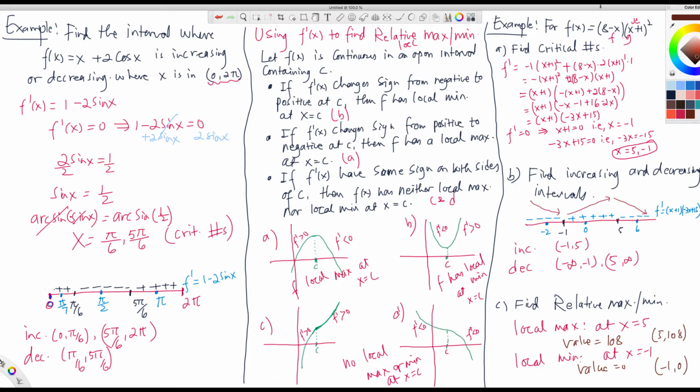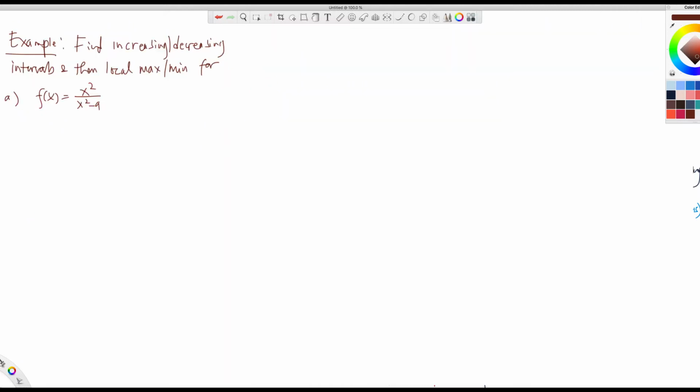Okay, so I will do one more example. Okay, guys, let us do this example. Find the increasing and decreasing intervals and then find the local max or local min for this function. Okay, so what is the domain of this function? All real numbers except positive 3 and negative 3, right? So the function will not be continuous at positive 3 and negative 3.